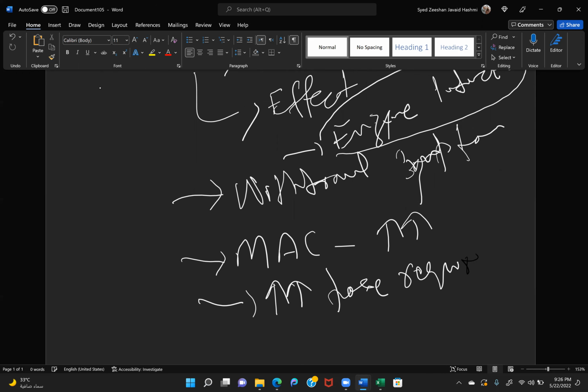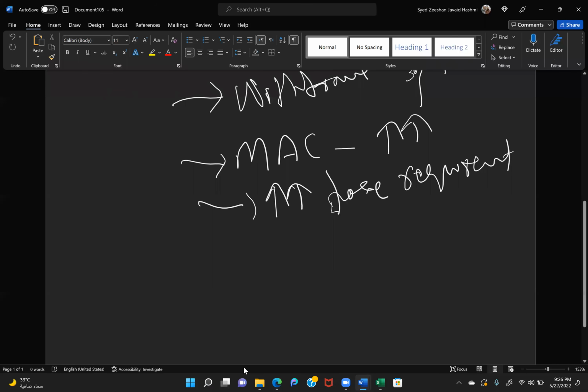Okay, because of liver enzyme induction, you need higher doses. So these are a few things which I recall. We don't have time for discussing alcoholism in detail.